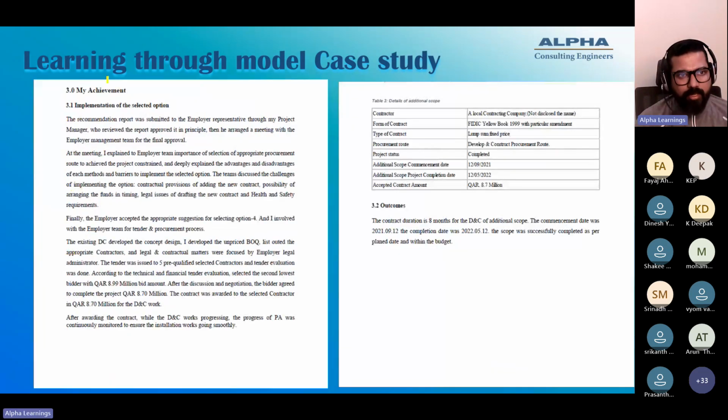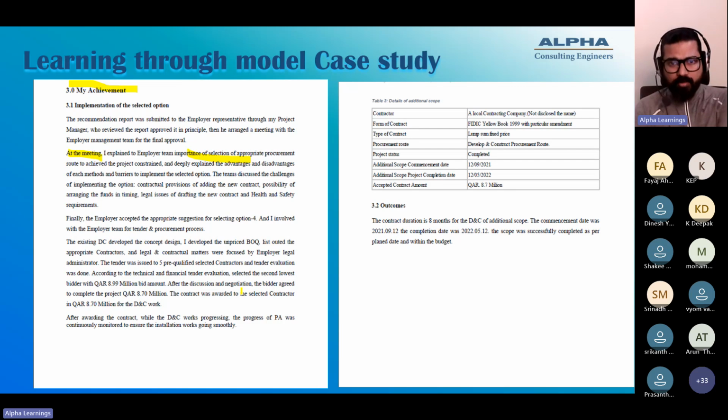And then it comes to my achievement part, where the implementation of the selected option is discussed. They've discussed how the option was implemented, right? So they have done the meetings, explained to the employees and the team, and if there are some contractual formalities that need to be done, like if you are terminating a contractor, then how you have done that, you need to explain in my achievement section.